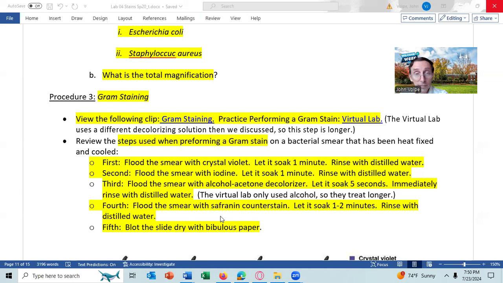And then fourth, flood the smear with safranin, it's the counter stain, and then blot the slide dry with bibulous paper, and then view it under the microscope.